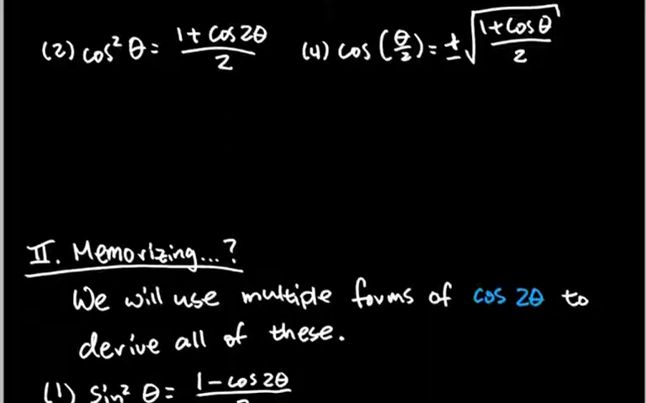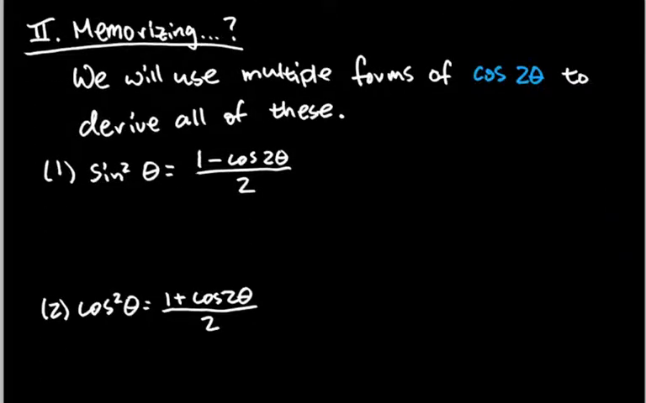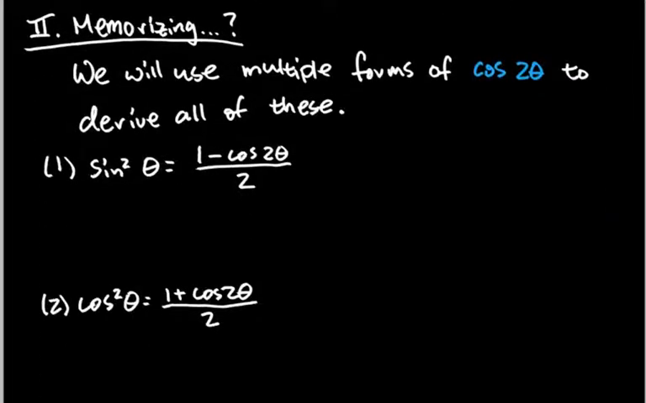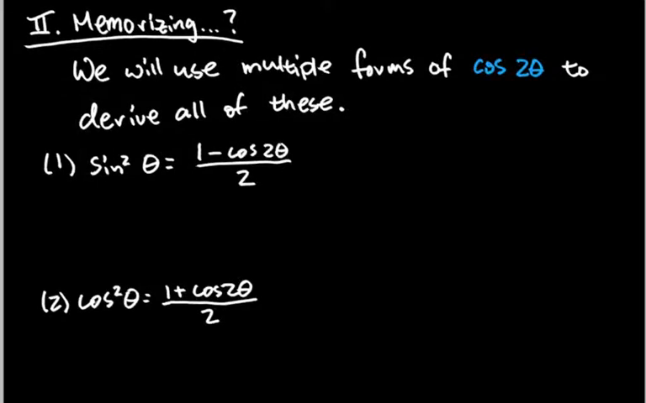Again, you don't have to memorize them, although being able to recognize them is very useful, especially in calculus. So we're going to use multiple forms of cosine 2 theta for this. Which ones? Well, we're going to use those two, not cosine squared minus sine squared, but the other ones that come from it. So we're going to use cosine of 2 theta equals 1 minus 2 sine squared theta.